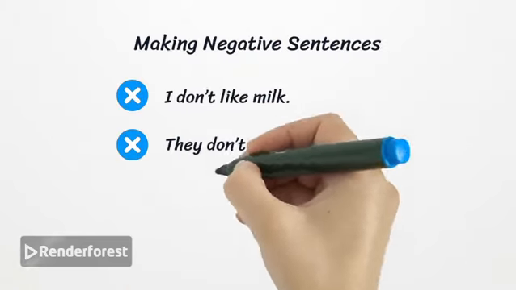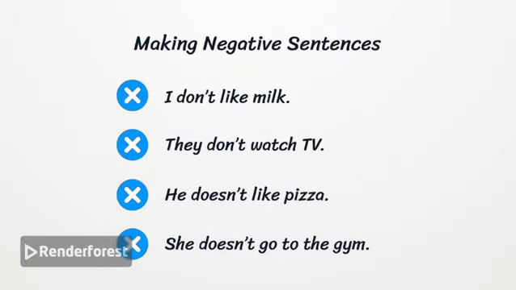Negative sentences use don't or doesn't. I, you, we, they → don't plus base verb. He, she, it → doesn't plus base verb.